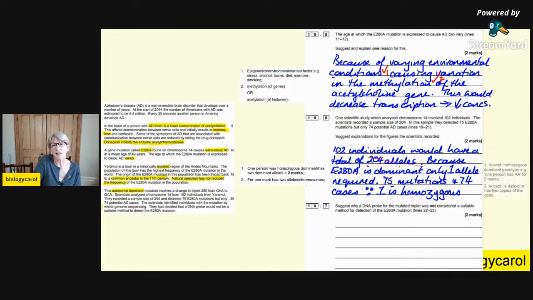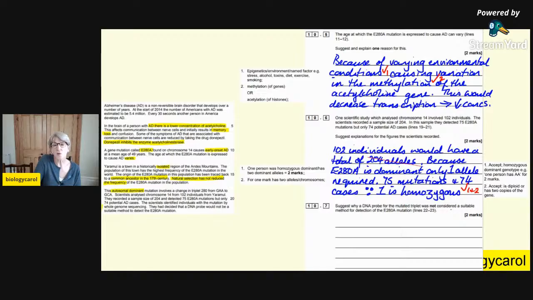So I think I would have got, one person was homozygous dominant, has 2 dominant alleles. Now, because I said it was dominant and it's homozygous in the same sentence, I think I would have got the mark points 1 and 2 there.